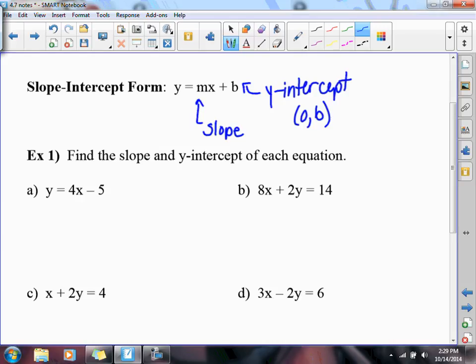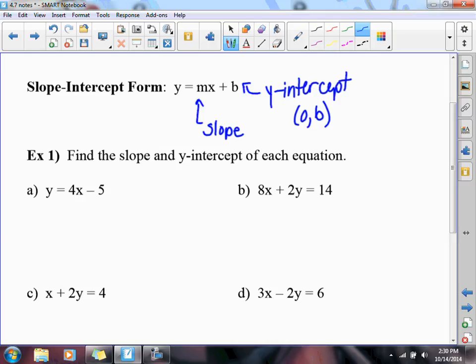Could be a positive number or a negative number. Could be a fraction, whole number, decimal. The slope could be a whole number or a fraction. We're going to preferably write it as a fraction. And remember, every whole number you can put over 1 to make it a fraction.